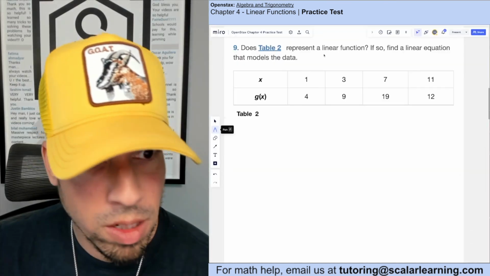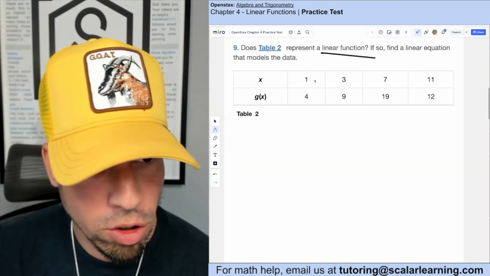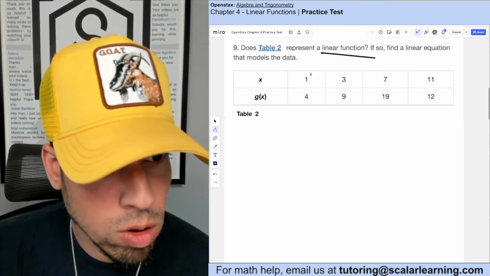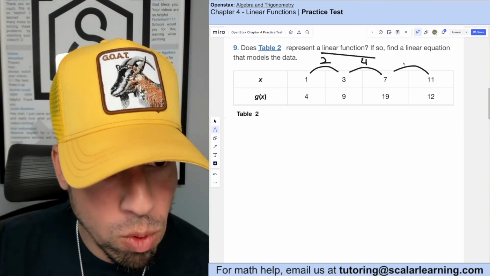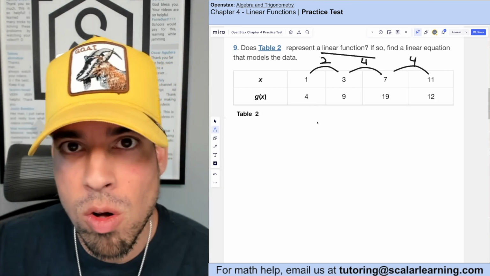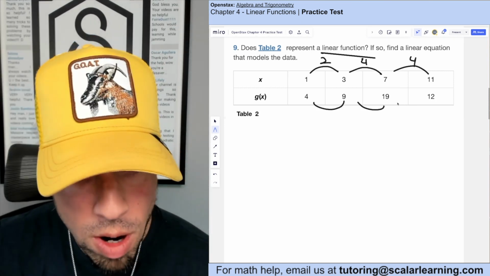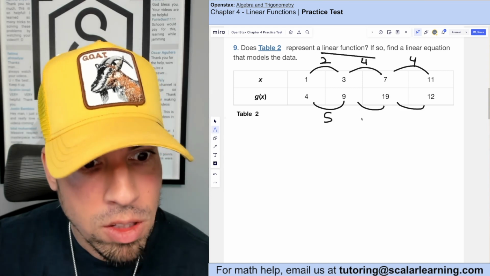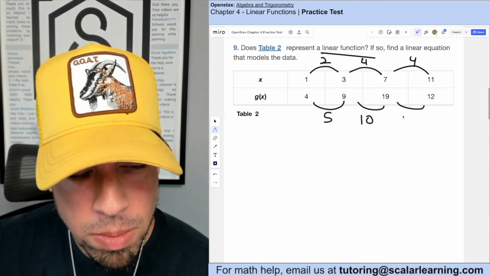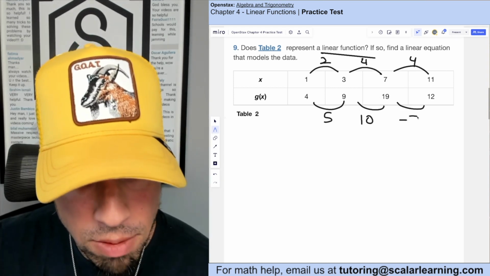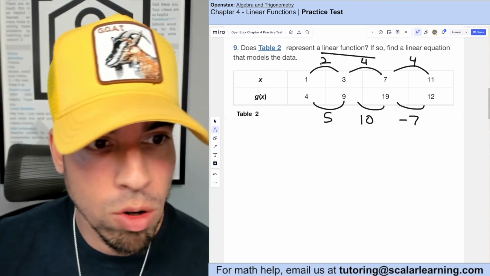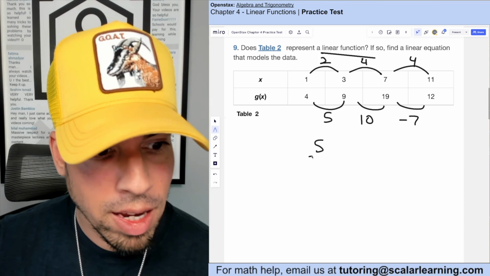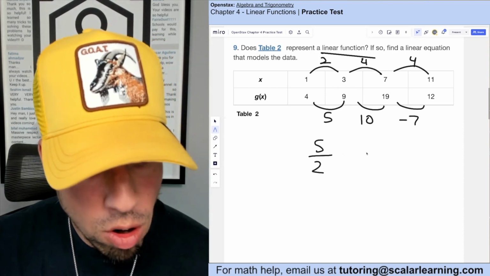Does table 2 represent a linear function? If so, find a linear equation. So we're going to first look at all the changes in x, which goes up by 2, goes up by 4, and goes up by 4. And then we're going to look at all the corresponding changes in y values. So this goes up by 5, this goes up by 10, this goes down by 7. And then we're going to look at the ratios of each of these changes in the function value over the changes in the x value. And if this is a linear function, they should all be equal to each other.